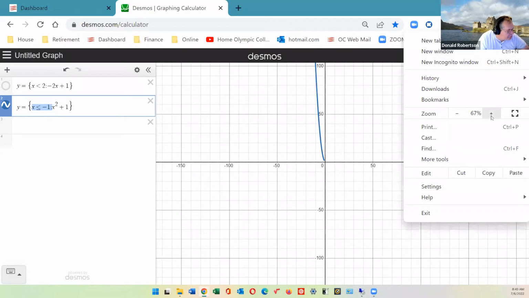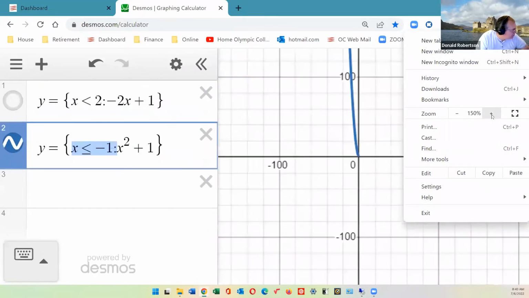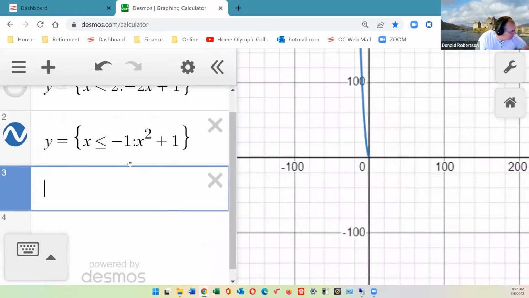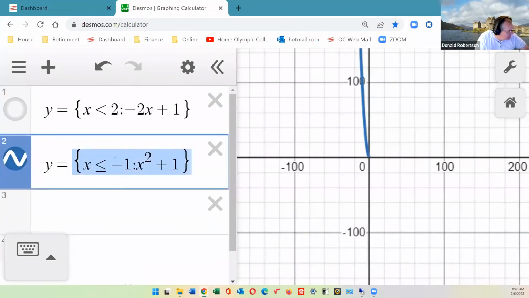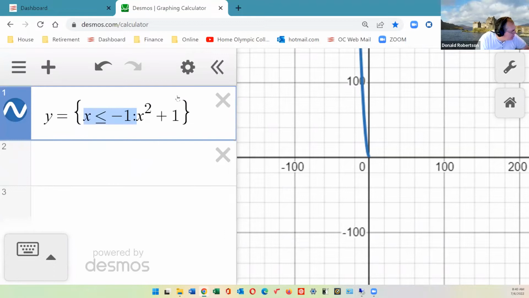Maybe I should zoom this in just for a minute so you can see how I typed it, right? In this case, there's your restriction. A colon followed by the function. So if you rub this bit out, wouldn't it be y equals x squared plus 1? Right, that's the function. So what you then do, I can make that go away. You take the second one.